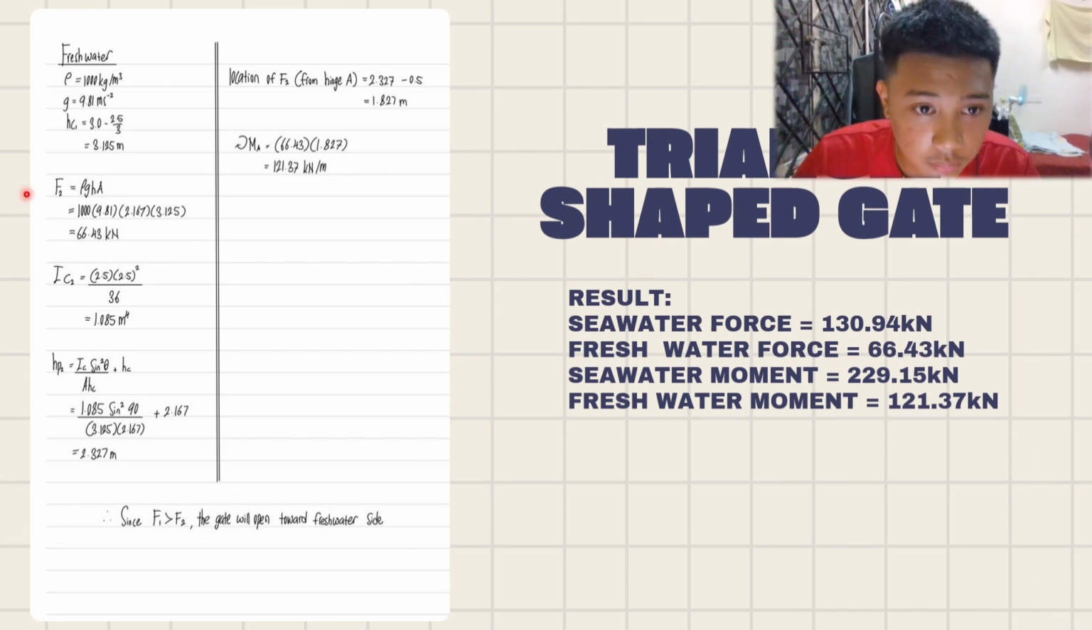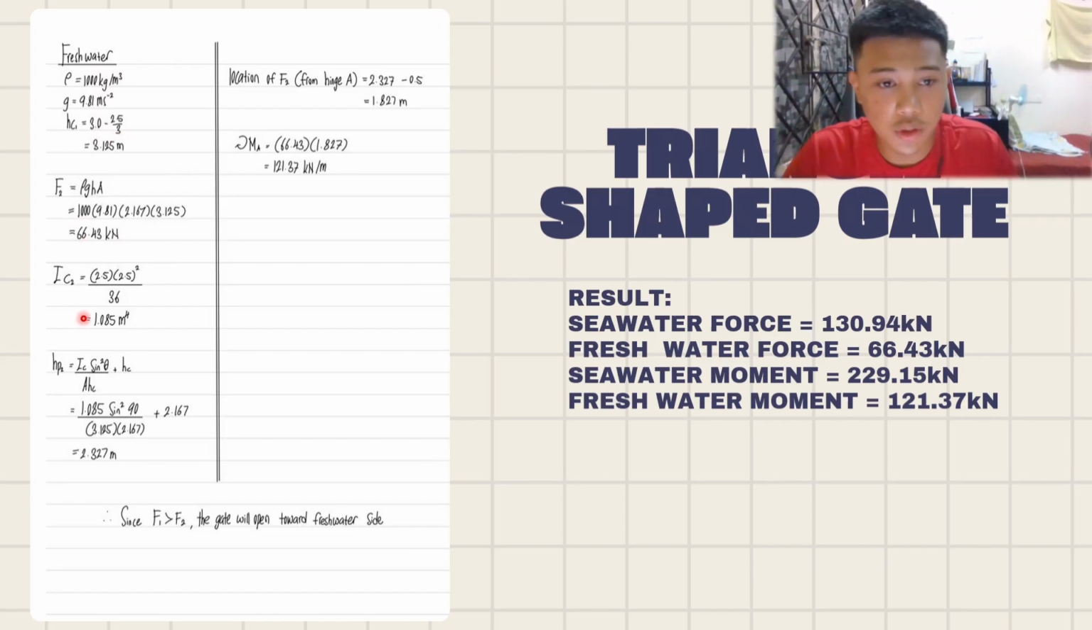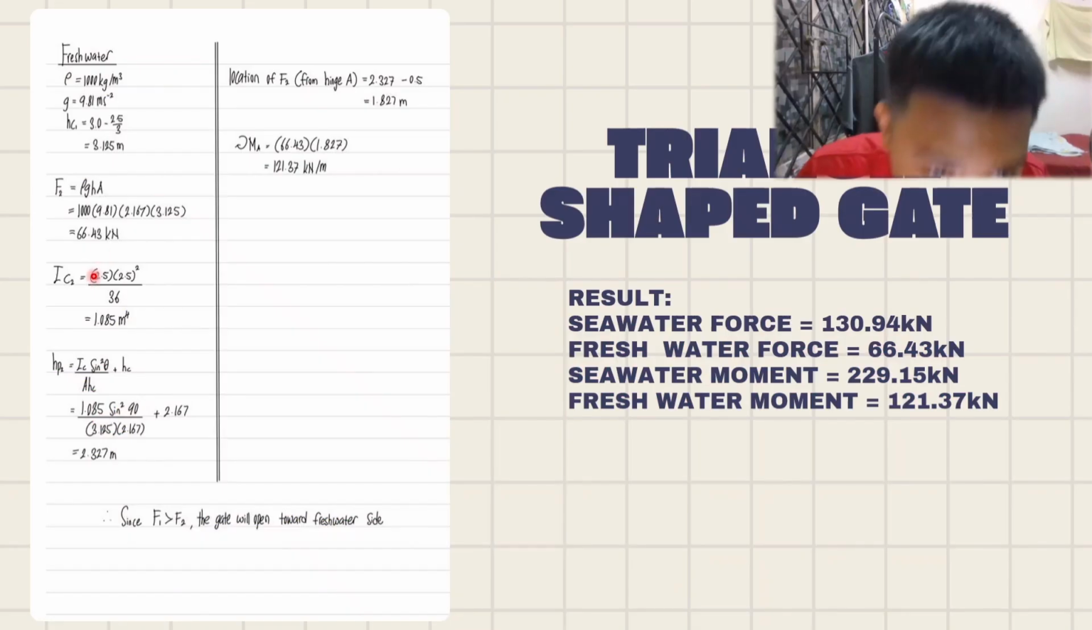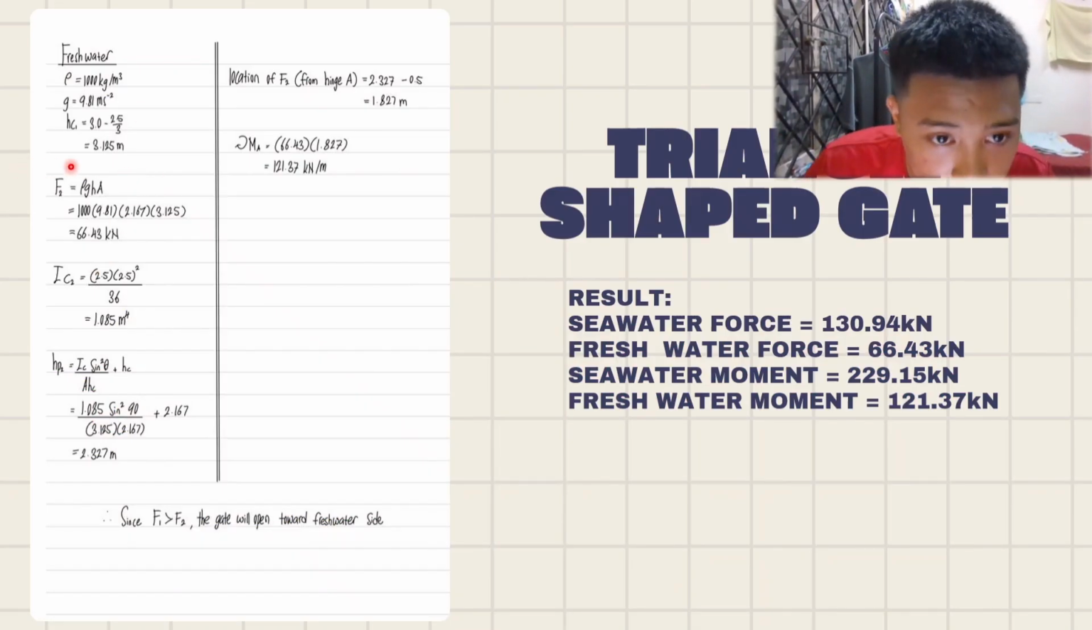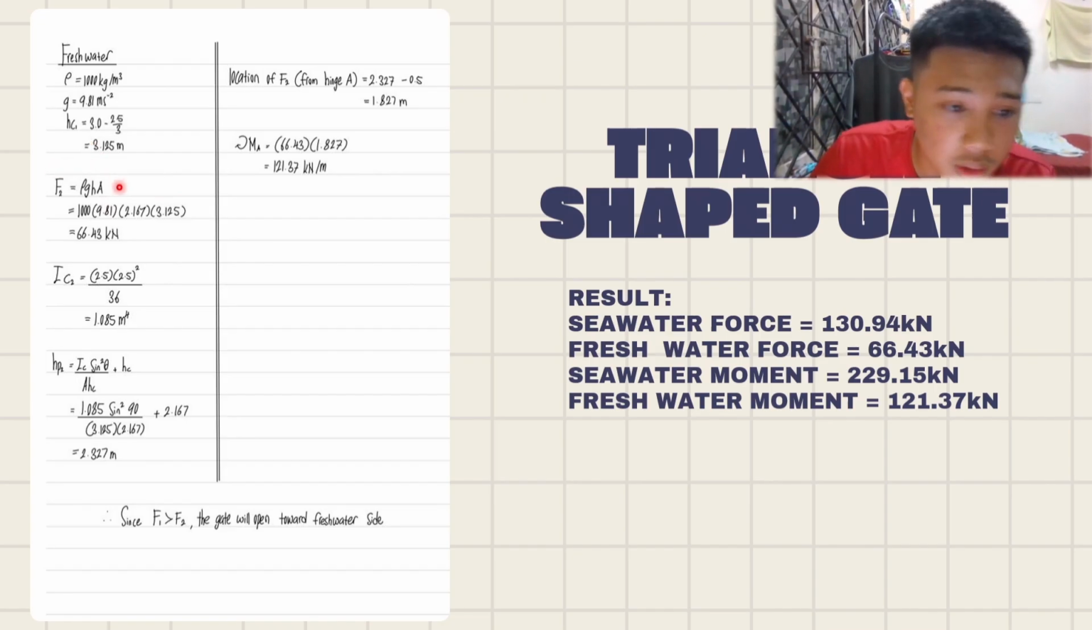Same as before for the seawater side, we just use all the same formulas, same equations, but different values. So here we have the water density, the g and HT. Same as before, HT stands for the depth of the centroid. So same as before, we just subtract, and we get the value for HT.